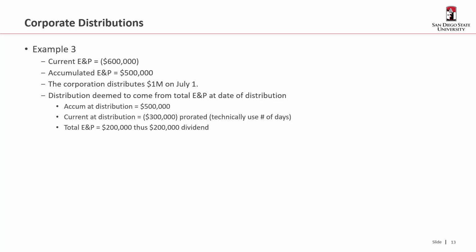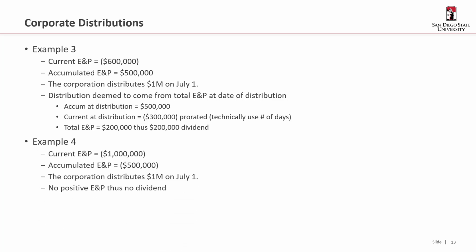All right, our last iteration, which is number 4. I have negative current and negative accumulated. Well, this one is actually the easiest one. The corporation distributes the same $1 million on July 1. Since there is no positive E&P, none of it can be a dividend. It would go first against the shareholders' basis, and then ultimately it would be a gain beyond that once they've zeroed out basis.